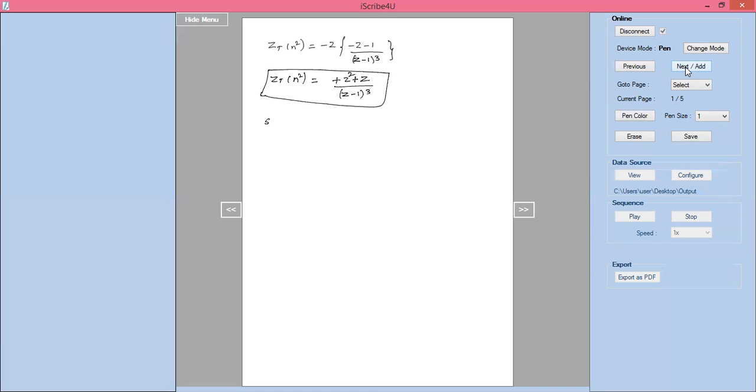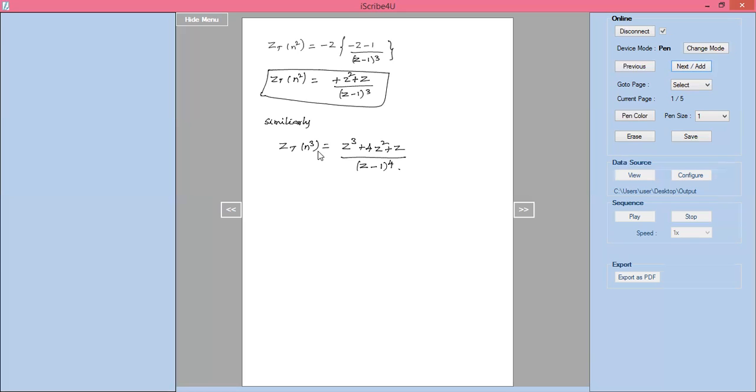Similarly, we can prove the Z transform of n cube equals Z cube plus 4Z square plus Z divided by Z minus 1 whole power 4. Right. Similarly, you can try to prove this yourself, the same way. n square has been done, so you have to prove it for n cube.